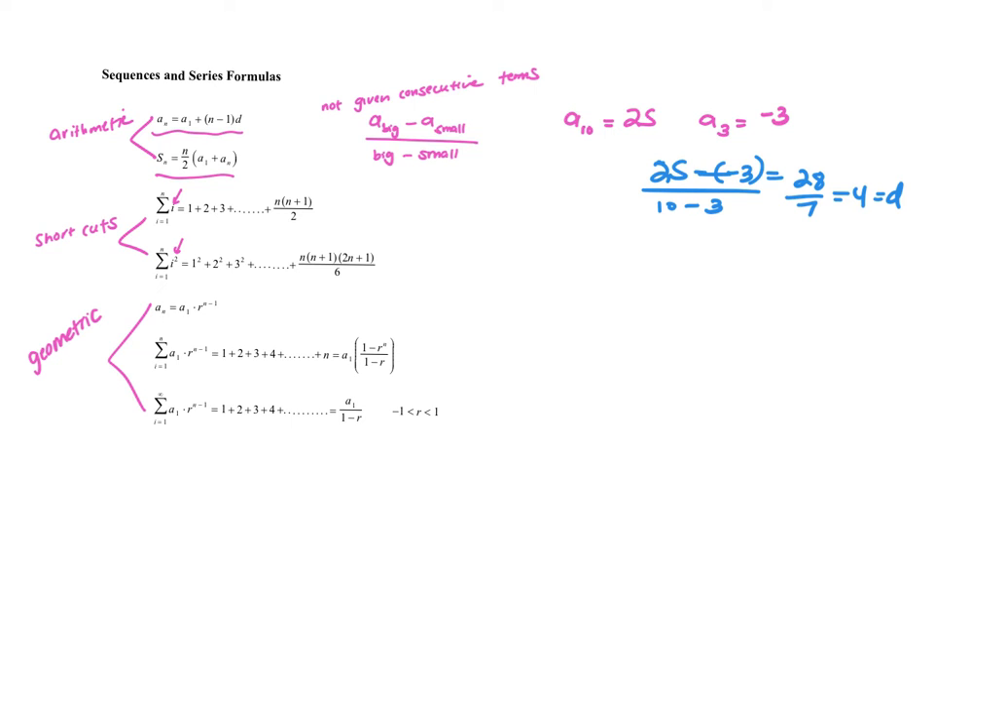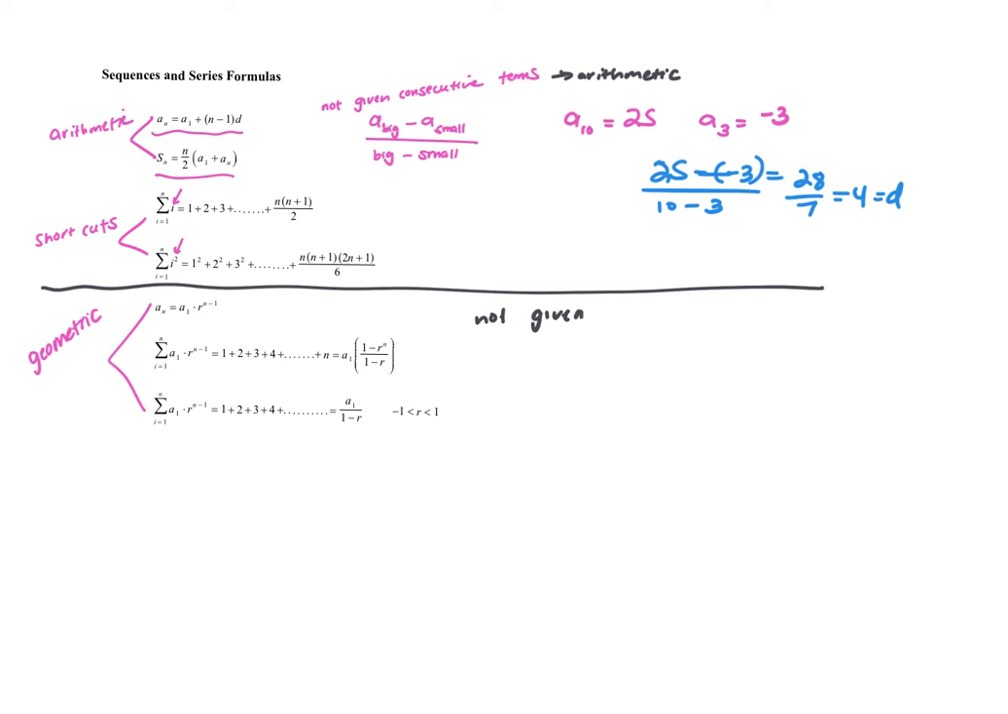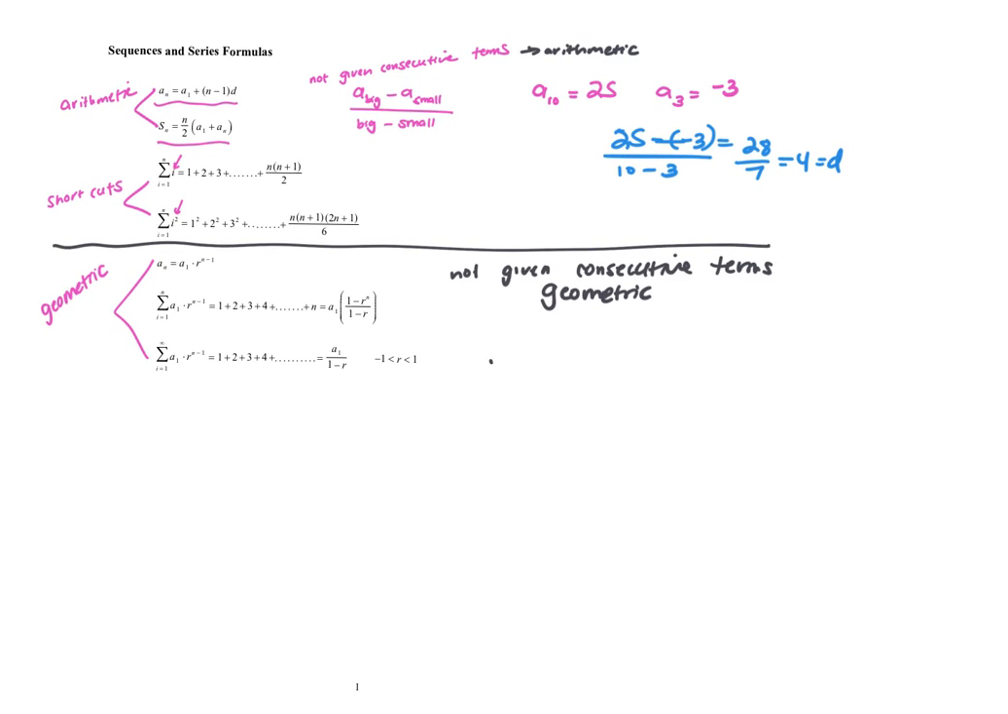That's for arithmetic. Then if not given consecutive terms for geometric, this is when you do A big equals A small times R raised to the big minus small.